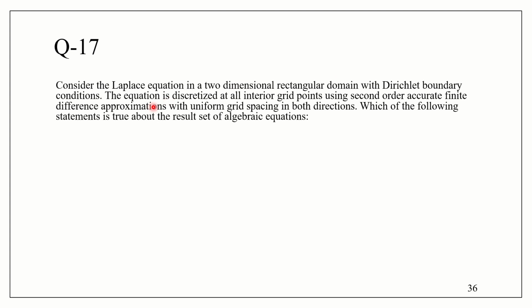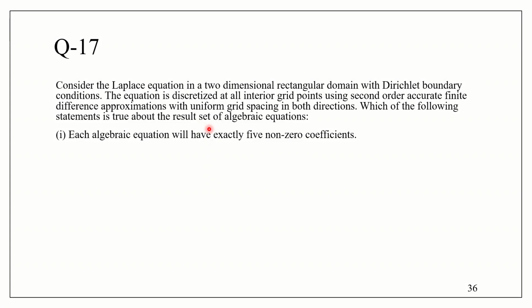For example, if the grid size is 2 and the next grid size is again 2, that is uniform grid spacing in both directions, like 2 cross 2 cells or 3 cross 3. After discretization, we will have a set of algebraic equations. Which statement is true regarding them?